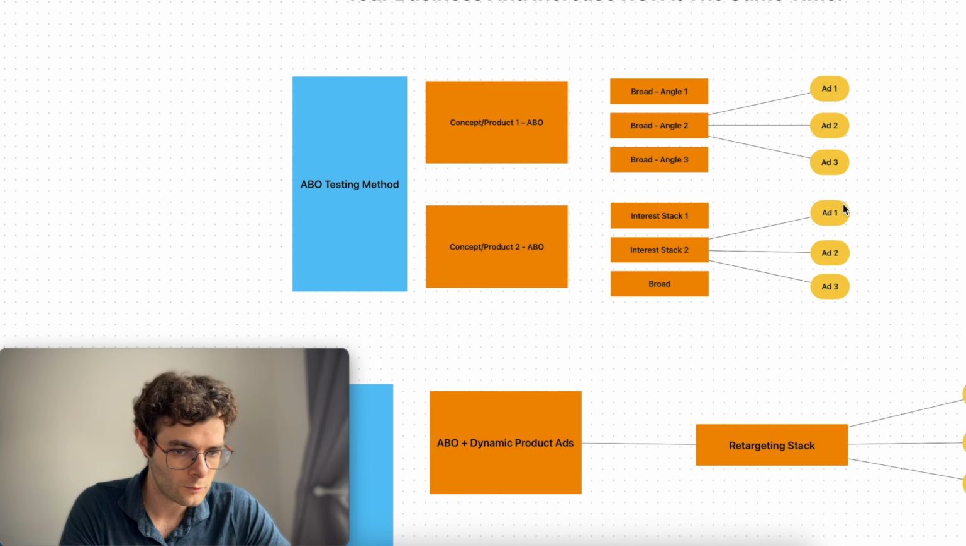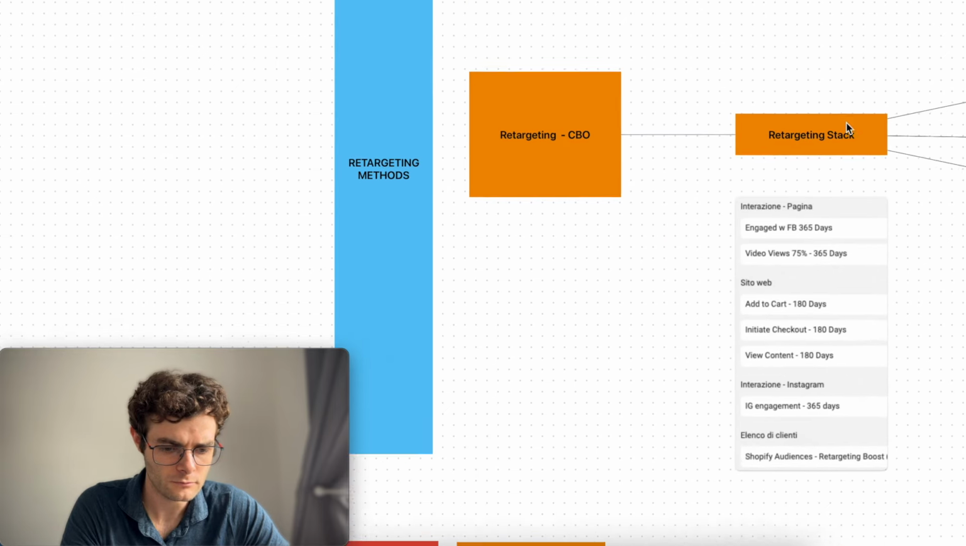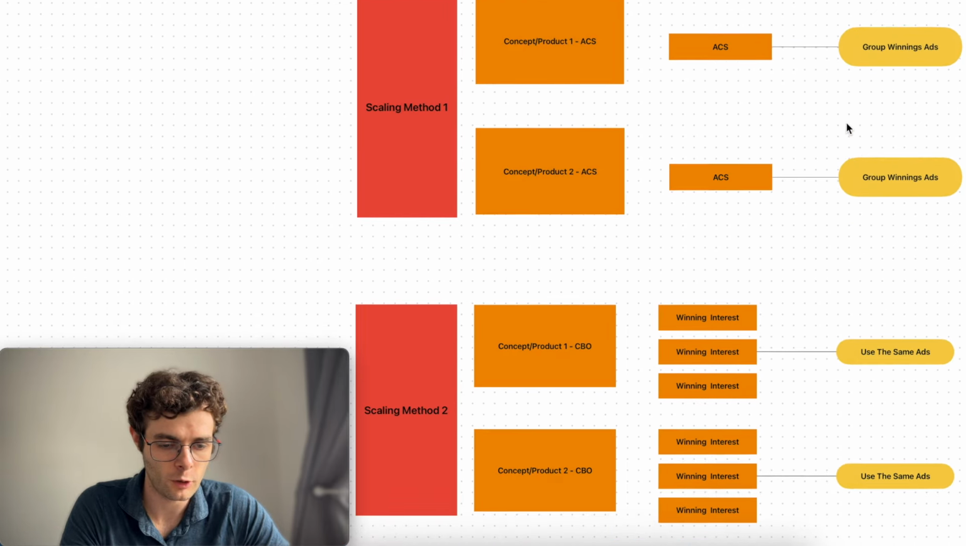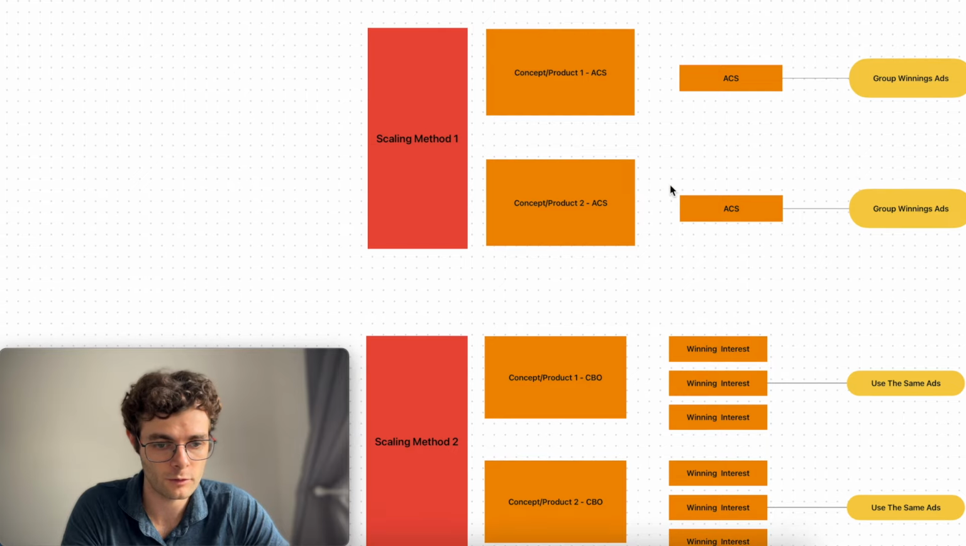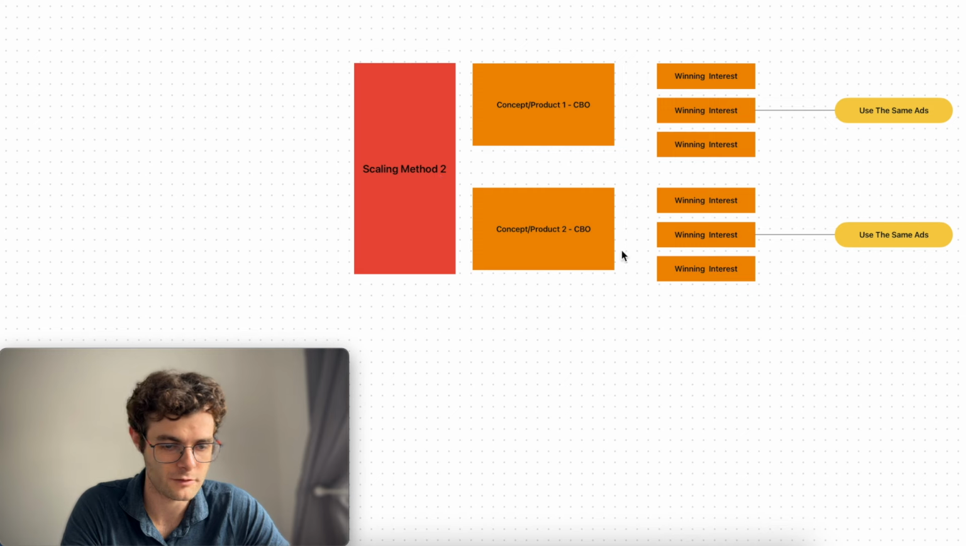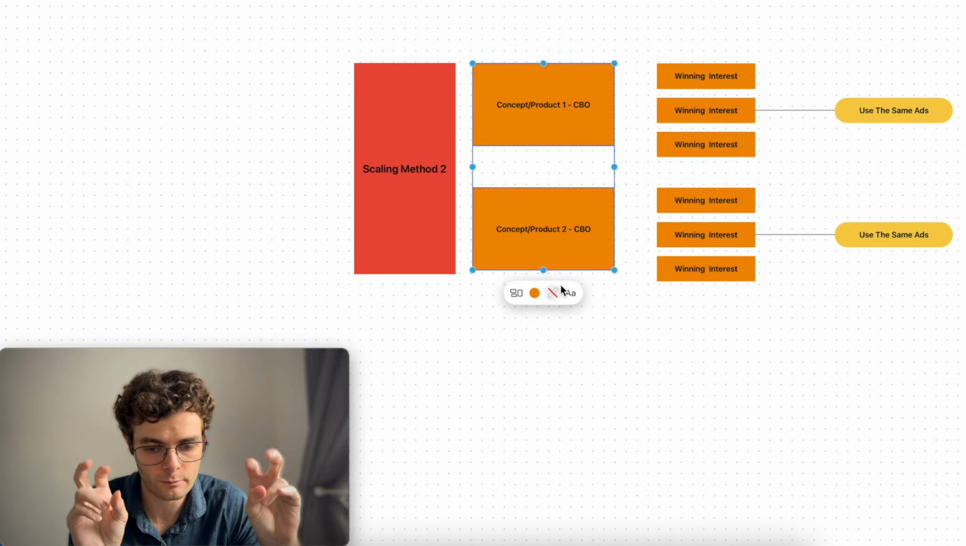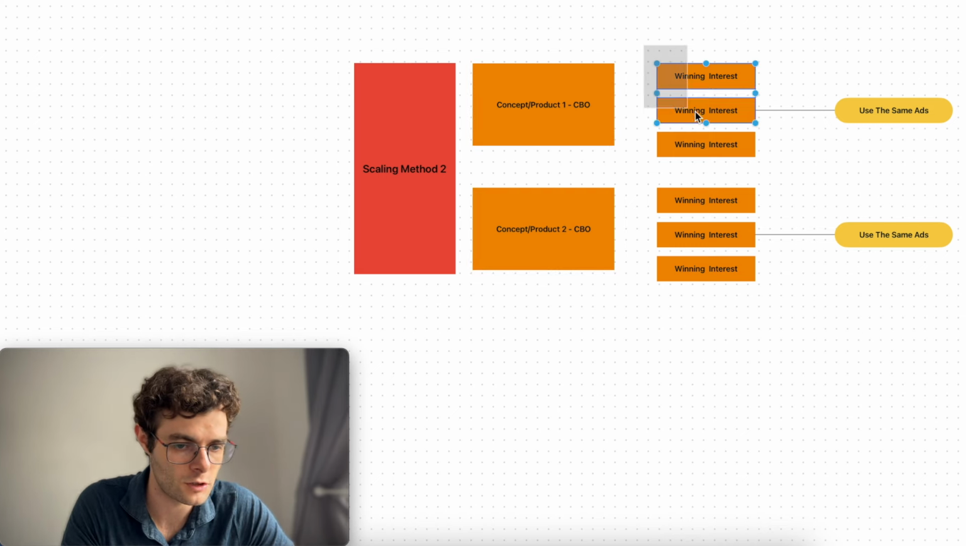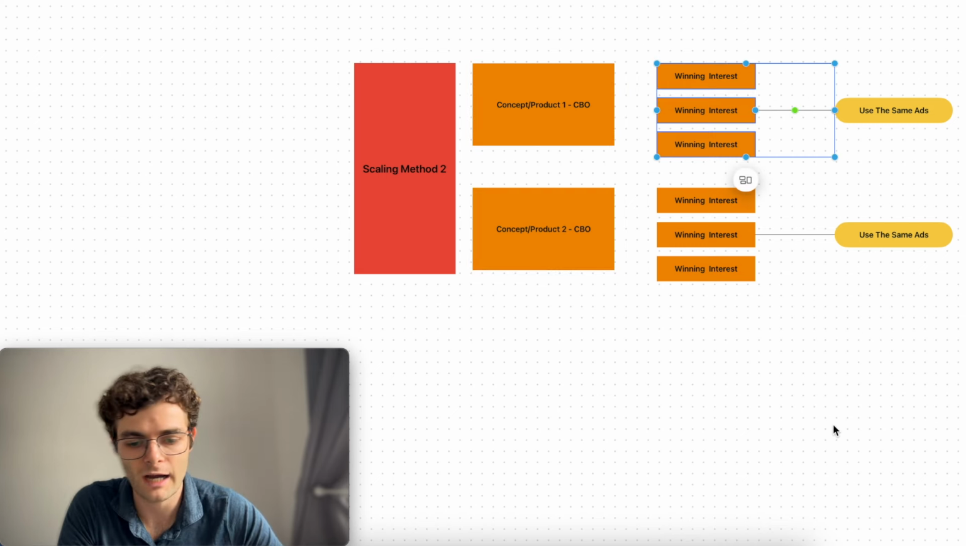Now, what other ways can you actually scale? We like to use 2 ways. Number one is that you can just get your best winning ad sets, the ones that are really profitable, and put all of them into a CBO campaign. So it's scaling method 2 that we like to use. And so what ends up happening is that you end up having winning ad sets. And of course I distributed these because these are 2 different products, whatever. And so you're going to end up having 5, 10, 15, 20.